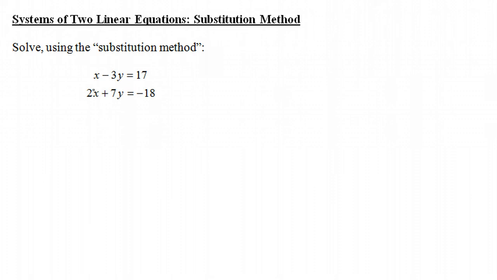Now even though you can pick any one of the variables, either variable in either equation, it's often easiest to pick a variable that has a coefficient of 1. So for example, the coefficient of x in the first equation is 1. So I think it's going to be easiest to solve that first equation for x. In fact, all we have to do is add 3y to both sides, and we get x equals 3y plus 17.